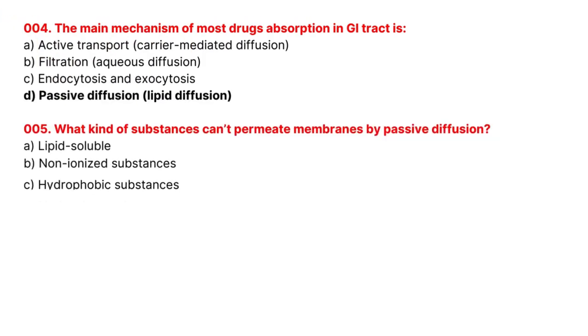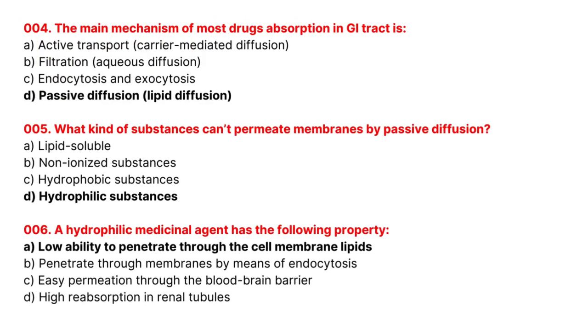004. The main mechanism of most drugs' absorption in GI tract is A. Active transport, carrier-mediated diffusion. B. Filtration, aqueous diffusion. C. Endocytosis and exocytosis. D. Passive diffusion, lipid diffusion. Answer is D. 005. What kind of substances can't permeate membranes by passive diffusion? A. Lipid-soluble. B. Non-ionized substances. C. Hydrophobic substances. D. Hydrophilic substances.